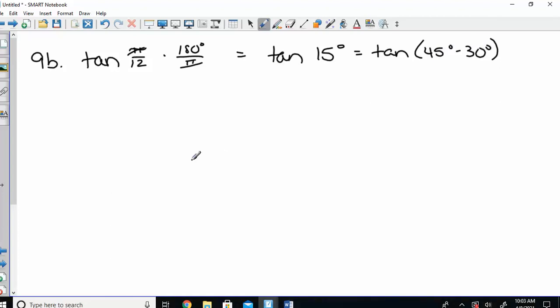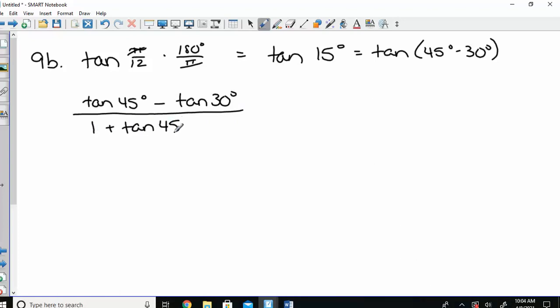So now look at your flip chart. Make sure you know how to use your formulas. We are using the tangent difference formula. So that's tangent of the first minus tangent of the second over 1 plus tangent of the first, tangent of the second.